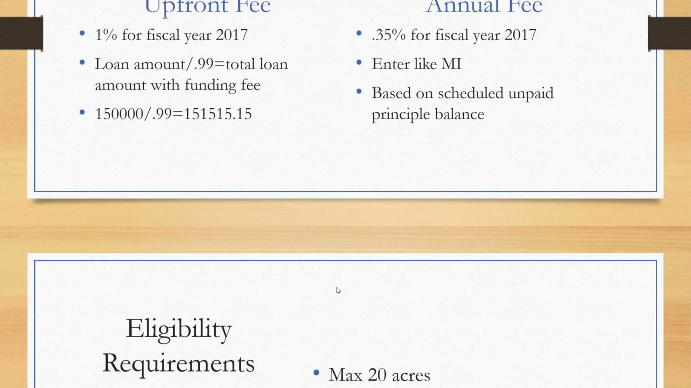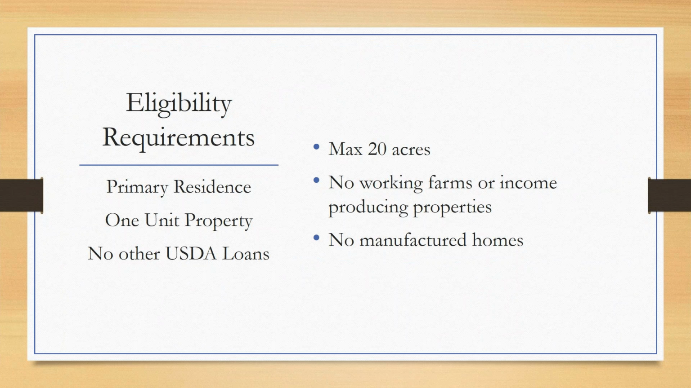Okay. So next we have some eligibility requirements. So like every government program that we have, we are dealing with primary residences. For USDA, they have to be a 1-unit property. They can't be a duplex, triplex, fourplex. We do have a max of 20 acres, as we do on the rest of our government programs, and no manufactured homes. And then the other piece is, even though it's USDA and a rural development program, it's not for ag homes, it's not for farms. So we're still looking for no working farms or income producing properties, just like on every other product we have.